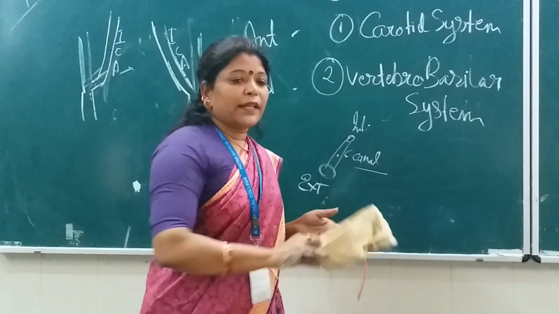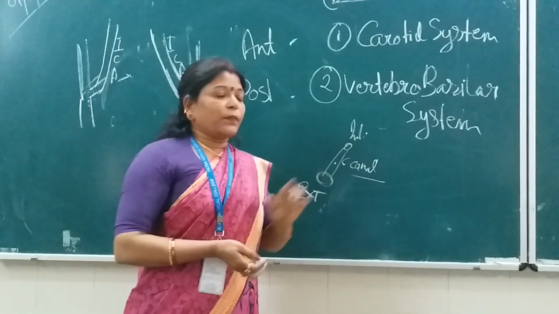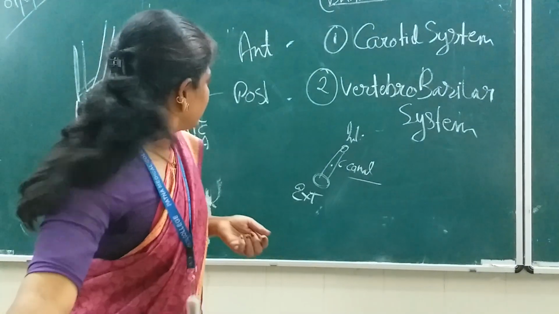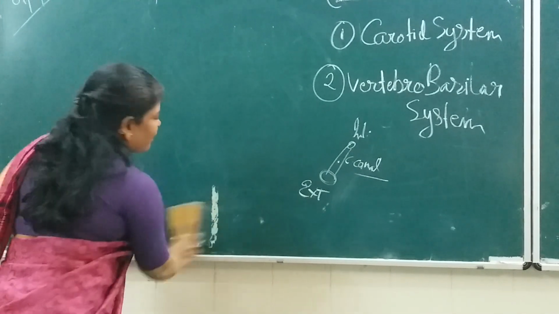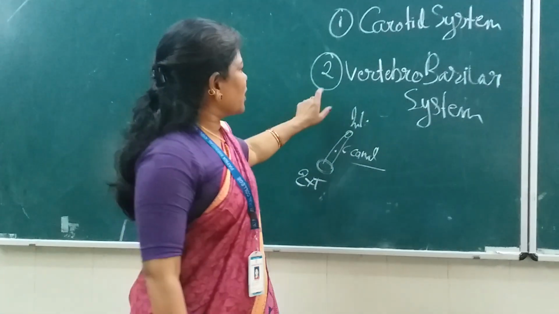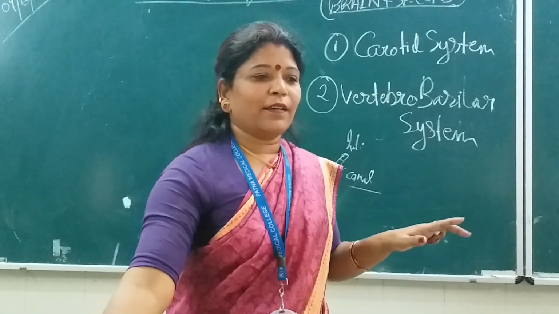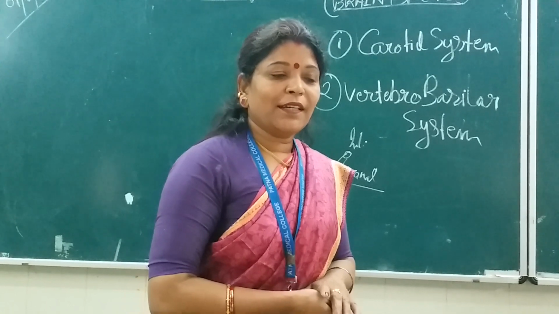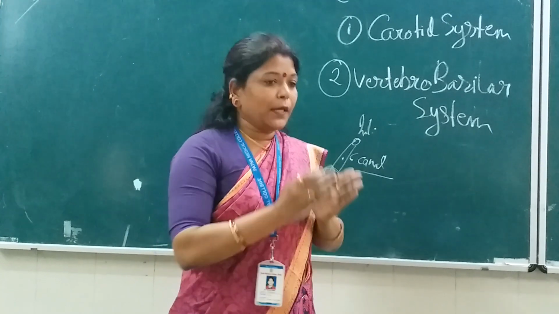Okay, now the next one is the vertebrobasilar system. This is why the nomenclature is vertebrobasilar system. Anyone? This was the carotid system because the internal carotid artery was one of the branches of the common carotid artery. But what about this vertebrobasilar system? To form the basilar artery. Very good. The vertebral artery joins to form the basilar artery.